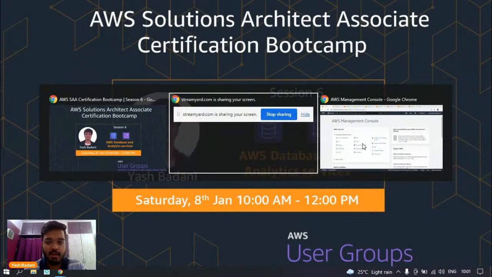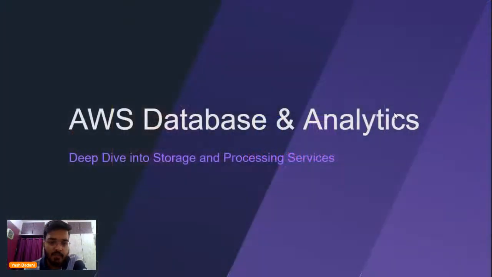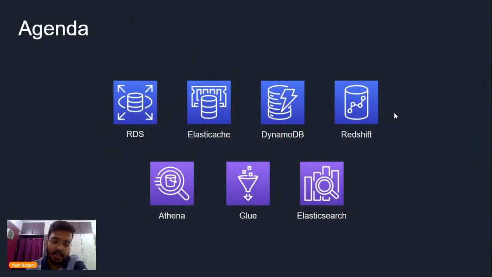Welcome everyone to this amazing session on the database and analytics services, today in the Solution Architect Associate Certification Bootcamp. We'll be covering the following 7 services that we have here. Starting with RDS, ElastiCache, DynamoDB, and Redshift, which help us to store the database, and also continuing with Athena, Glue, and Elasticsearch, which help you to get insights and also query your data and do ETL as well.